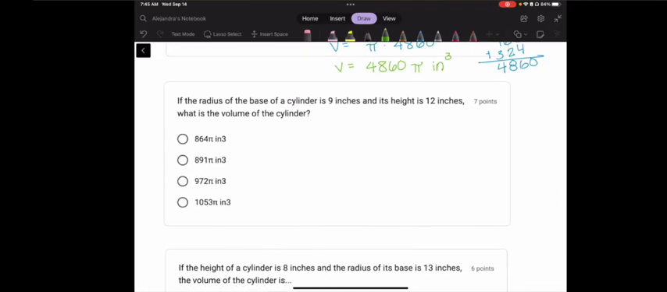If the radius of the base of a cylinder, no, I'm sorry, I'm going to restart that one. Okay, so restarting this question in 3, 2.